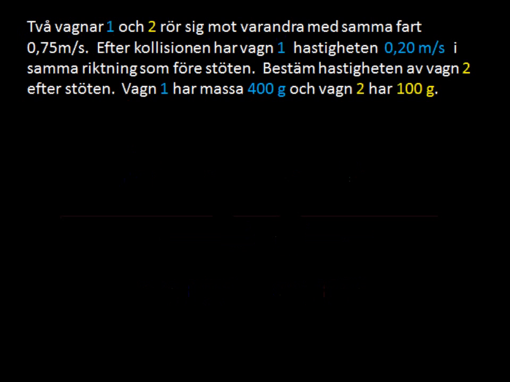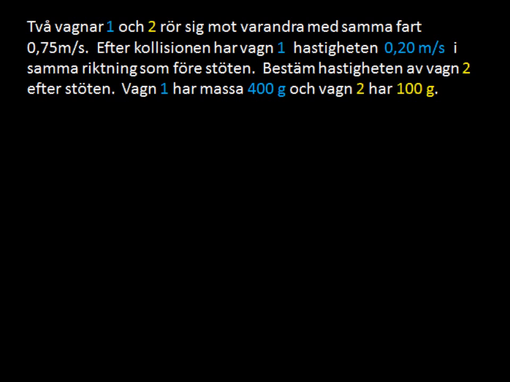So let's take an example of a real problem. We have, again, an air track. We have two blocks that are floating on it. They go at each other, different directions, but the same velocity. But the one has 400 gram mass, and the other has 100 gram mass.